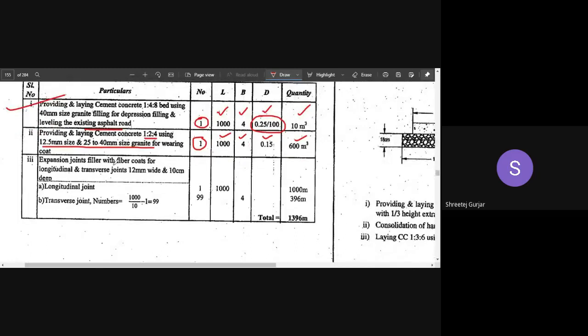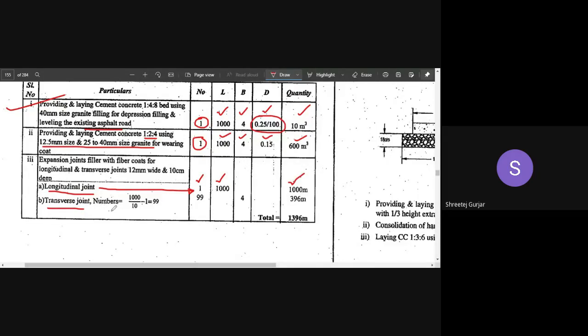Next, expansion joint filler. We need to calculate the number of longitudinal joints and the number of transverse joints. The longitudinal joint will be provided continuously. You can observe they have given one number of longitudinal joint, and it is provided throughout your length. Your length is 1000 meters, so totally the length of longitudinal joint is 1000 meters.